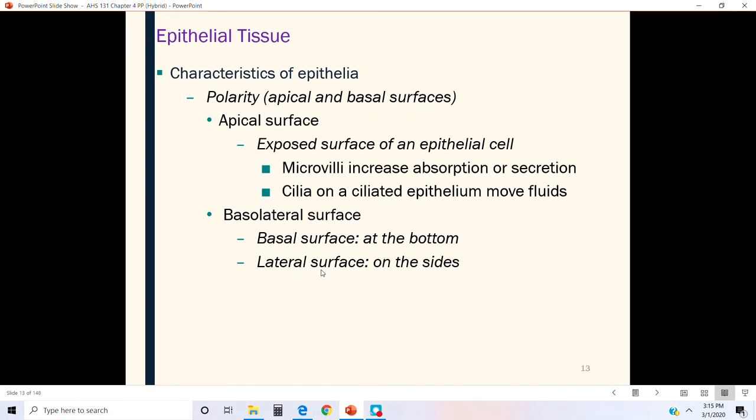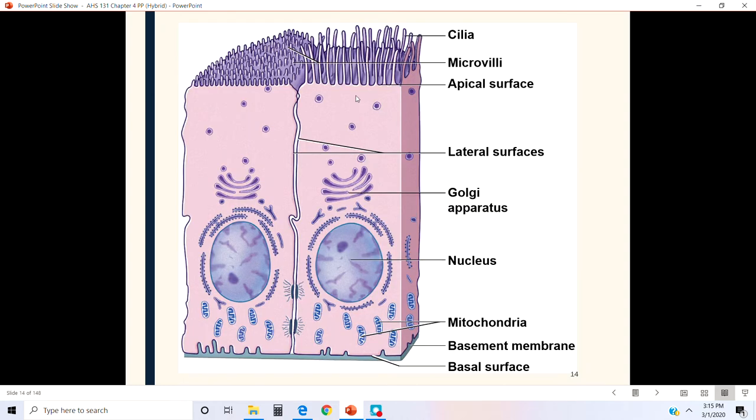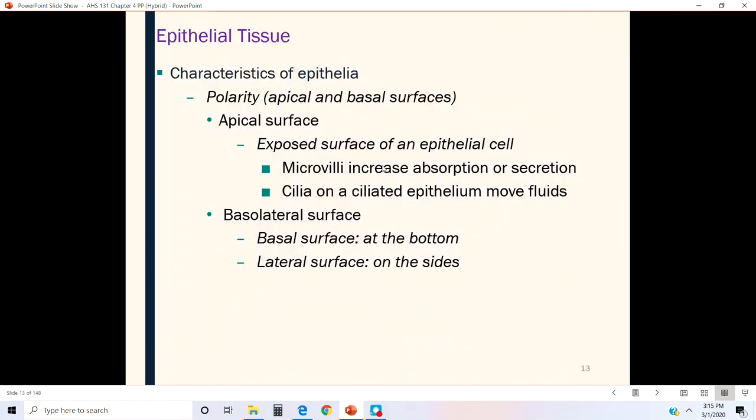Now, many times, not all the time, on the apical surface, there may be some structures. For instance, microvilli are folds in the cell membrane that increase surface area and allow for better absorption. So microvilli increase absorption. Some other cells may have cilia, and the cilia help to move substances across the cell.